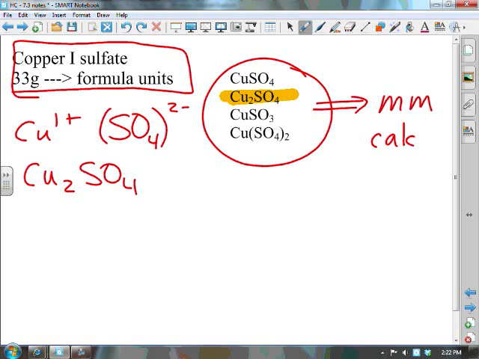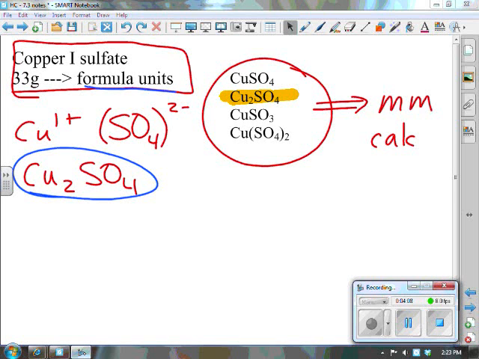Now we can do our calculation. So what I want you to do, I'm going to pause this. Knowing that it's now copper sulfate, Cu2SO4, figure out how many formula units there are. Okay, so pause it, figure that one out.